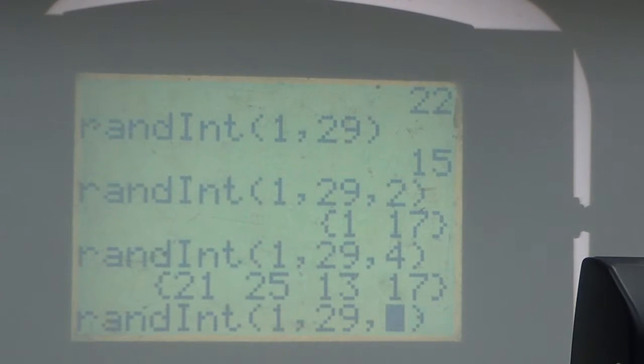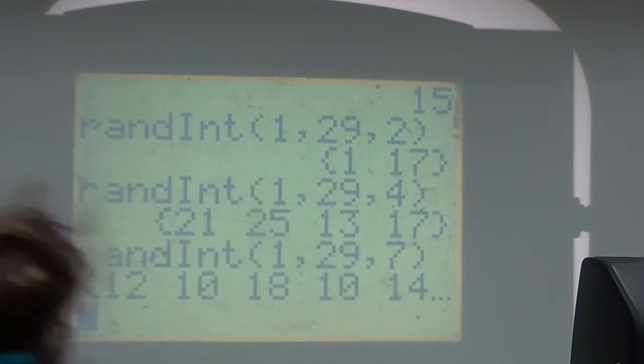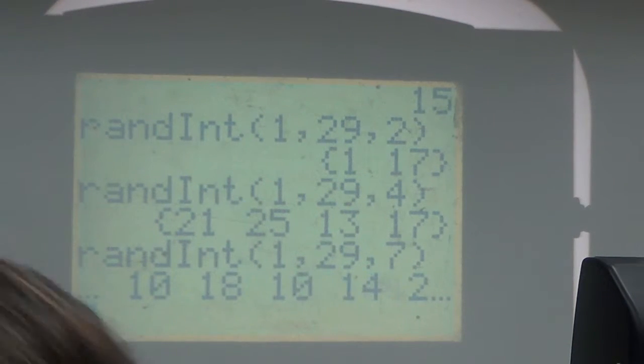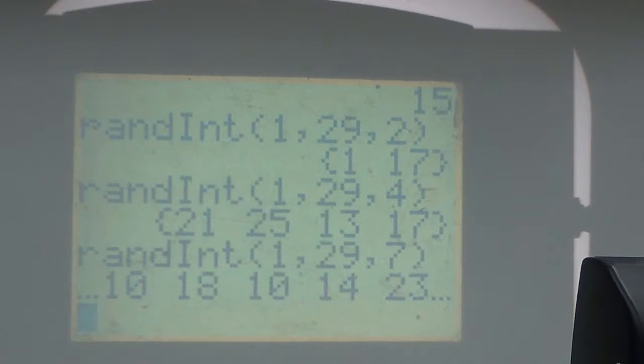So let's now select 7 people. All right, we ready? 12 sit down. 10 sit down. 18. 10. Take him up twice. That's okay. 14. 23. And 21. How many people are sitting down now?